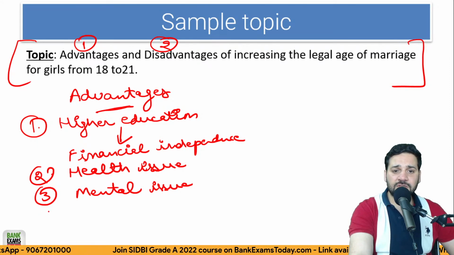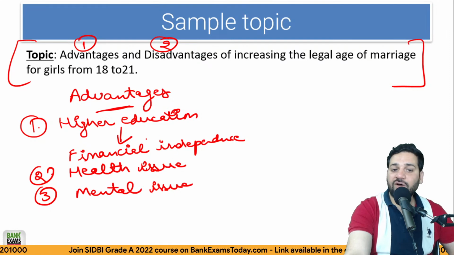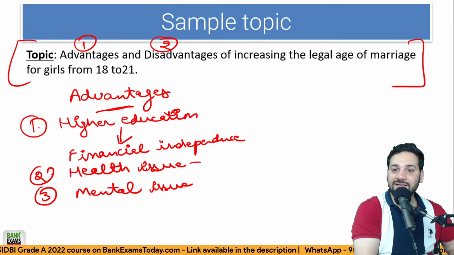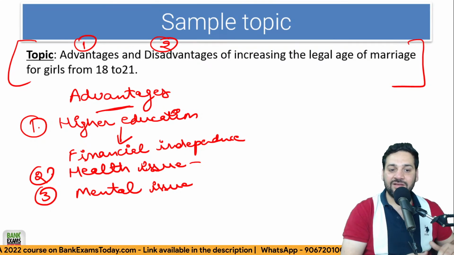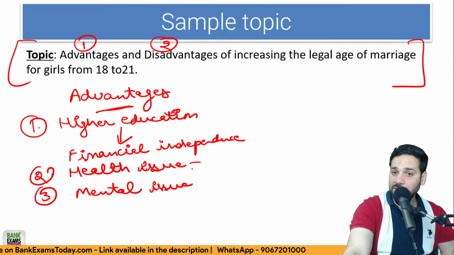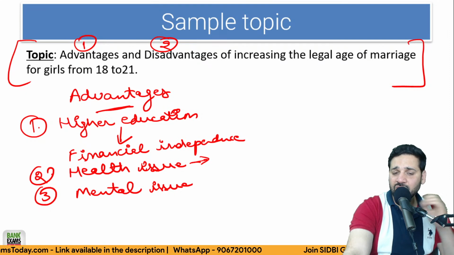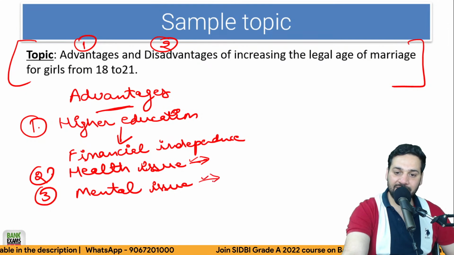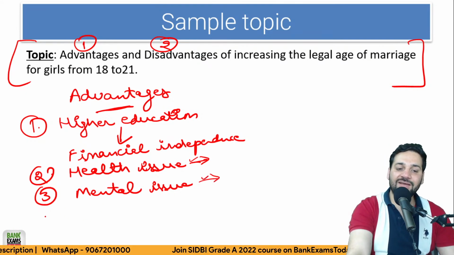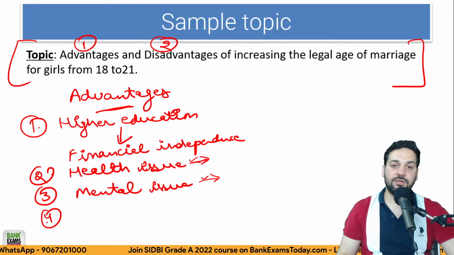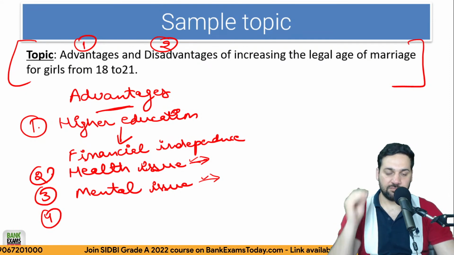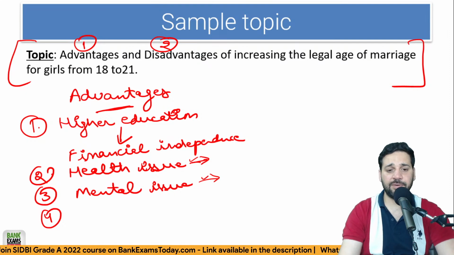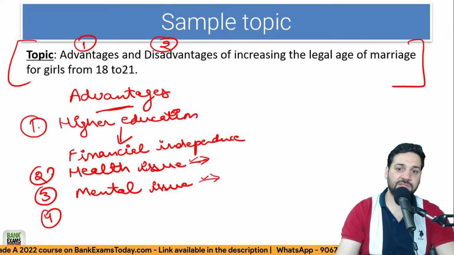Why I'm telling this is an advantage is because the government is increasing the age. So what are the benefits of increasing the age? As the minimum age has been increased, she won't be getting married at the age of 18. So health issues can be tackled, mental issues can be tackled. If you know the answer, just let me know in the super chat. Higher education, that is the main thing for me. A lot of things can also be there: financial independence, mental issues, health issues.